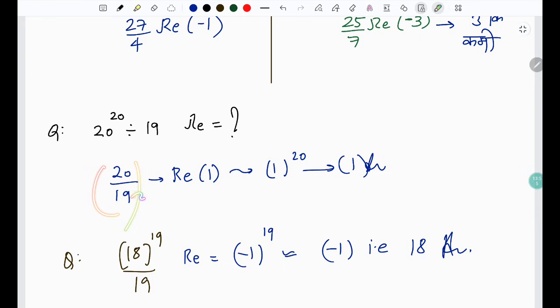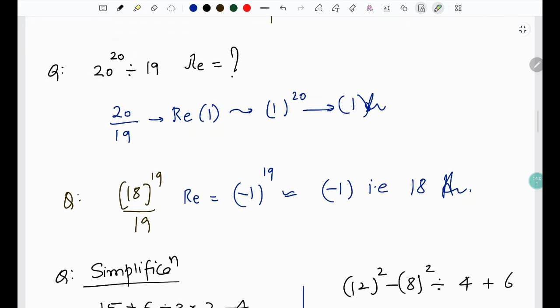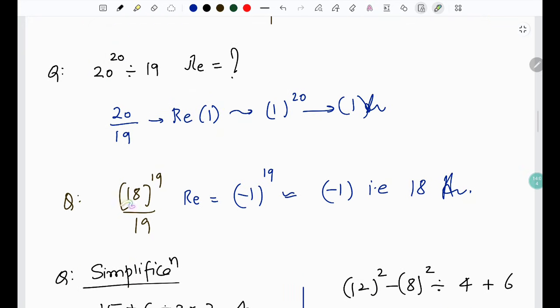Now here is an example where 20 to the power 20 divided by 9, we first use the base number. The remainder comes out to be 1, to the power of the original power, and the answer will be 1. Similarly, we have 18 by 19, it is less than 19 by 1, so we'll use minus 1 here, minus 1 to the power 19, the original power, and since it is an odd power, for minus 1 it will come out to be minus 1, but our answer is not minus 1, our answer is 18.